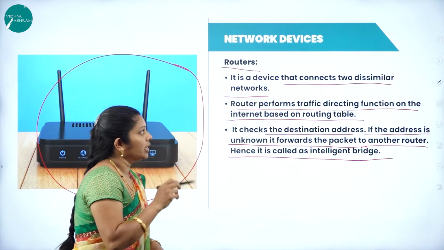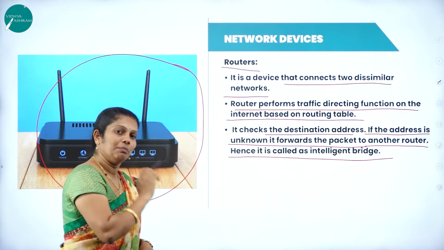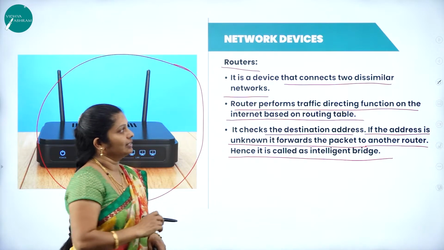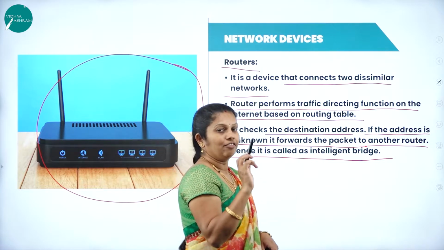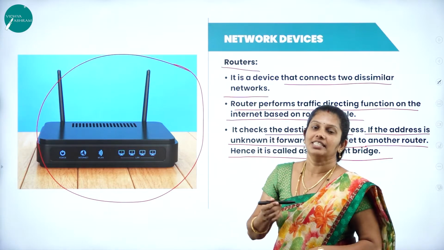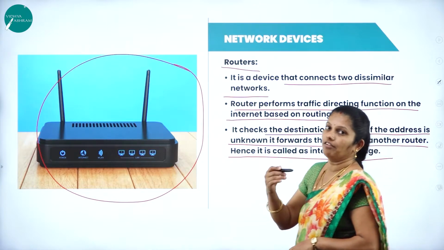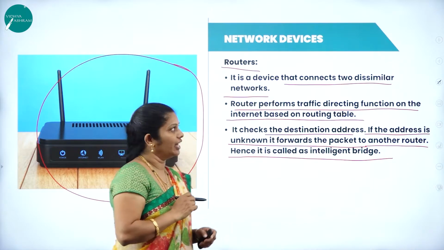Whereas a router is used to connect dissimilar networks, and here both bridge as well as router are almost the same. The only thing is, here it will connect dissimilar networks, whereas in a bridge, it will connect similar networks. And in both cases, it checks the destination address. If it matches, then only the process will continue. If it does not match, then it will forward to the next node. Like that, the process will continue.